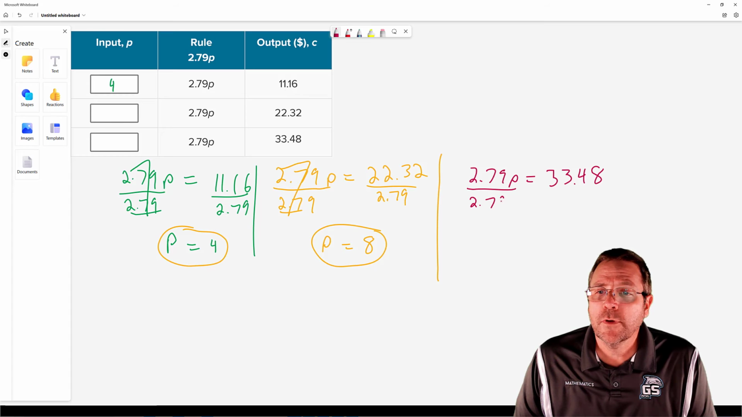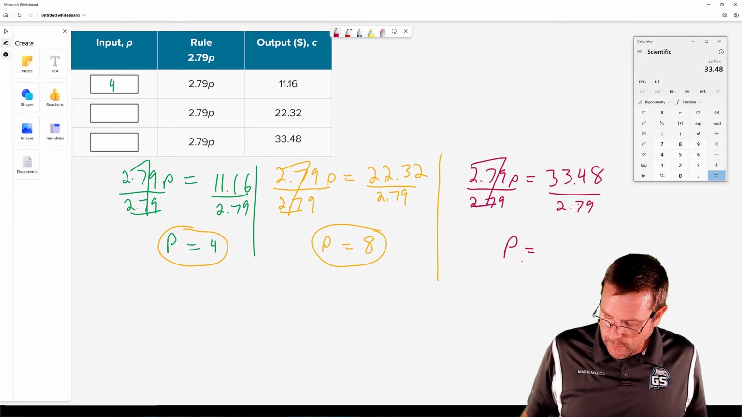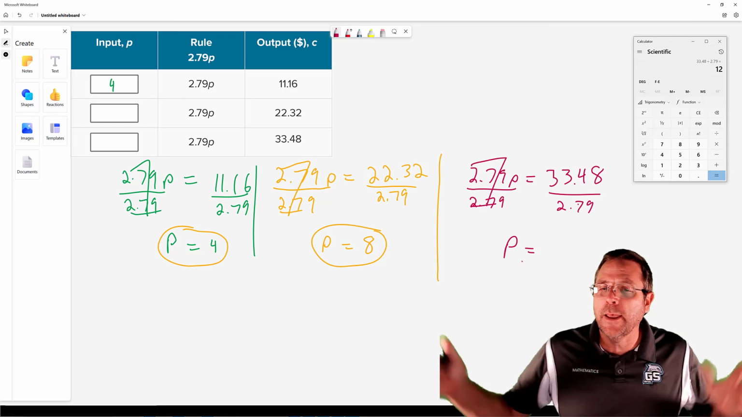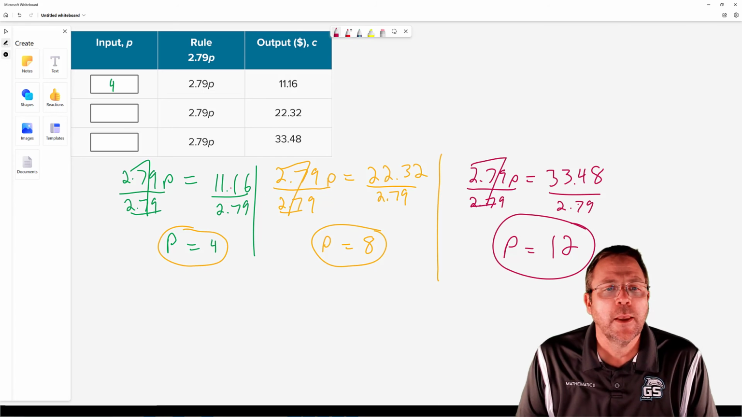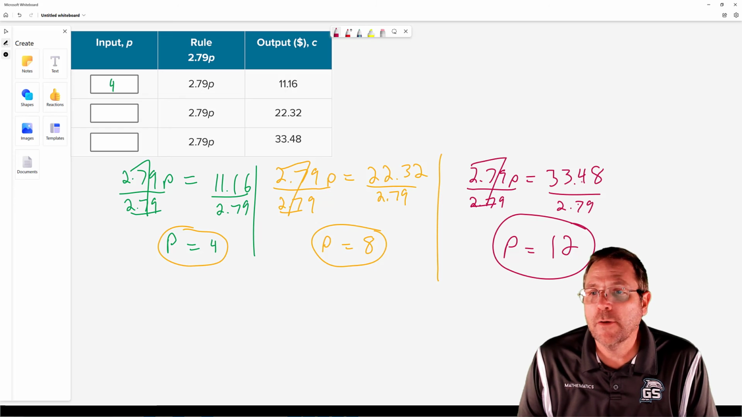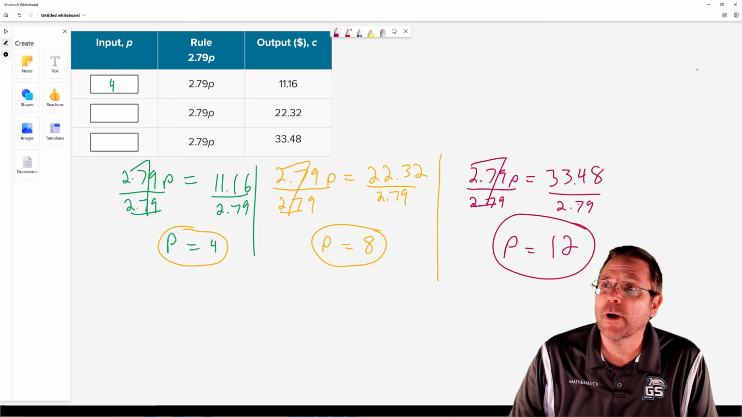I'll divide both sides by 2.79. These divide out becoming 1. 1 times P is equal to P. And then I'm going to take my $33.48 divided by my $2.79, and hey, I'm so smart. How did I figure that out? I was looking at the patterns. Here I saw that 11 was doubled to 22, which gave us 8, and then they added another 11, giving us 33. That gave me a clue that I was probably going to get 12 for the right answer.